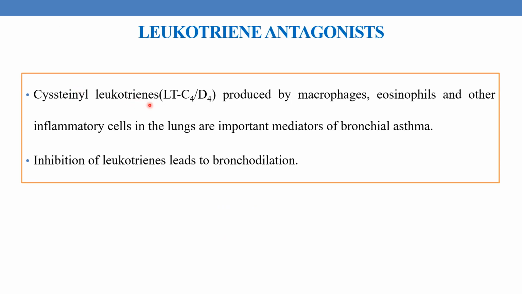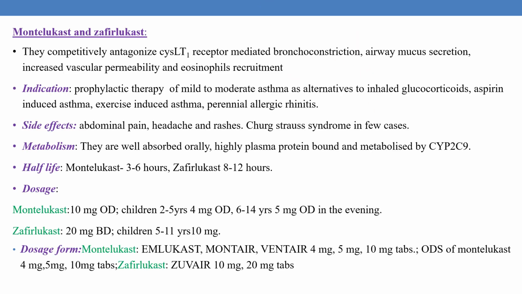Now coming to cysteinyl leukotrienes, they are produced by macrophages, eosinophils and other inflammatory cells in the lungs and are important mediators of bronchial asthma. Inhibition of these leukotrienes leads to bronchodilation. For that reason, we employ the leukotriene antagonists. Now coming to drugs, montelukast and zafirlukast.